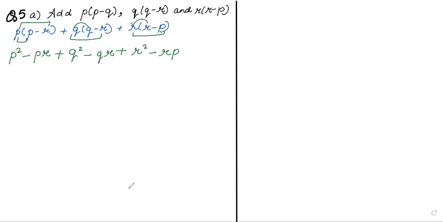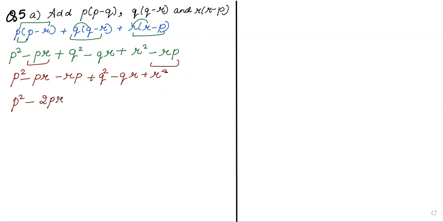Now write like terms together. Write P square as it is, minus PR and minus RP are our like terms. So write them together. Now write Q square as it is, minus QR as it is, plus R square as it is. Now write P square as it is, minus PR minus RP is equals to minus 2PR plus Q square minus QR plus R square. Any doubt in this question?